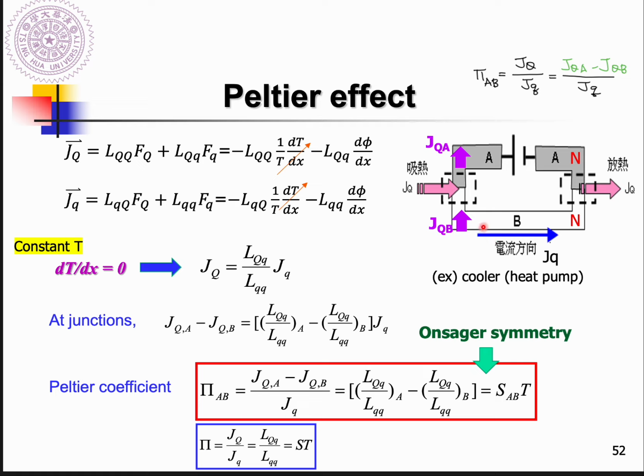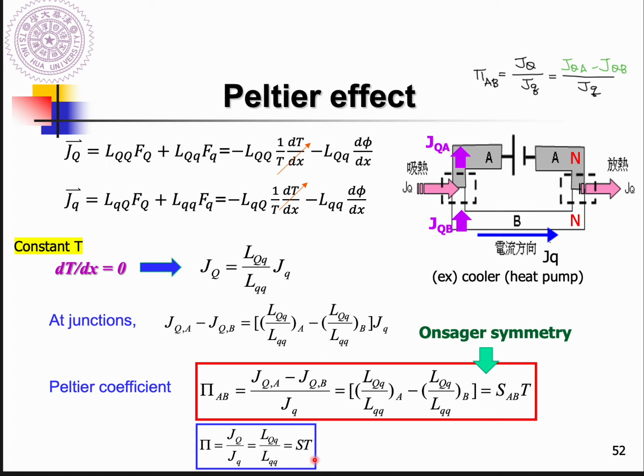But as I mentioned, every material has its own Peltier coefficient. The value is also J capital Q divided by JQ. So you also get the coupling coefficient divided by L small q equals S T.